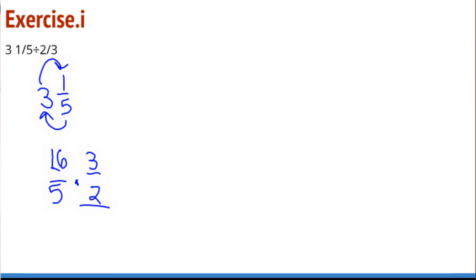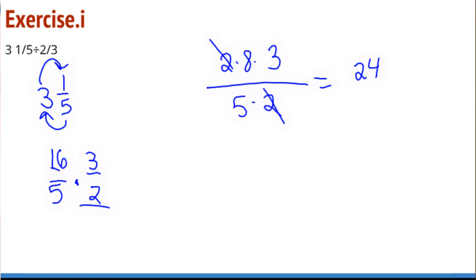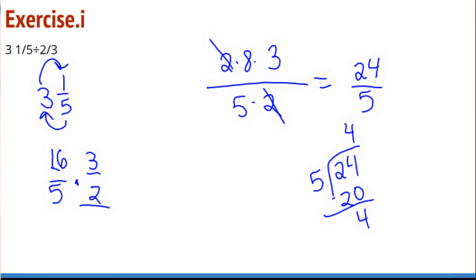All right, 3 1/5. 3 times 5 is 15, plus 1 is 16/5, times 3/2. Multiples of 2. So 2 times 8 times 3, and 5 times 2. So the 2's will divide. 8 times 3 is 24/5. 24 divided by 5. 4 times 5 is 20, so 4 and 4/5.